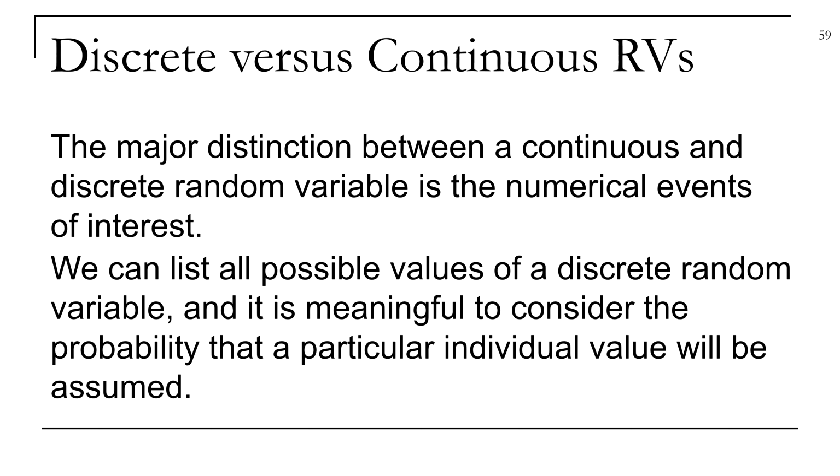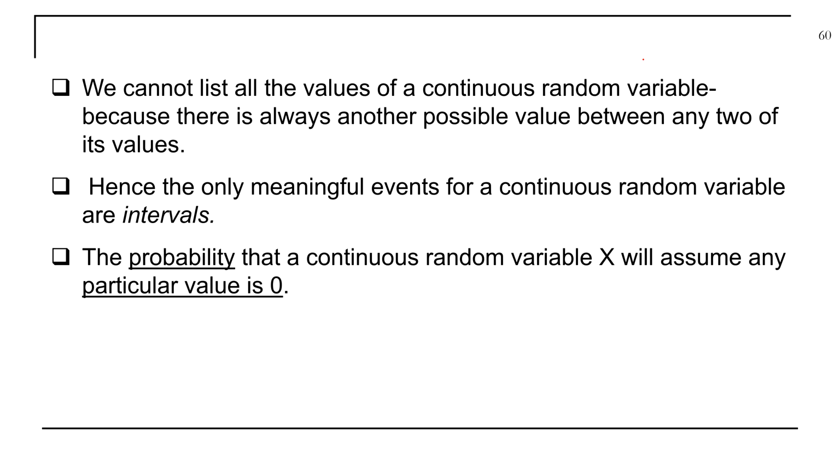The major distinction between discrete and continuous random variables is that you can list out all the values of a discrete random variable, and you can't for a continuous random variable. The old math definition of continuous is between any two values of a continuous variable, you can always find another value. There's just an infinite number of values. So you can't list out all the values of a continuous random variable.